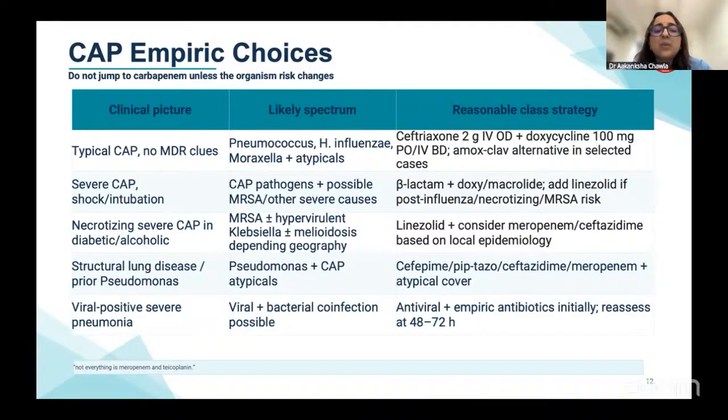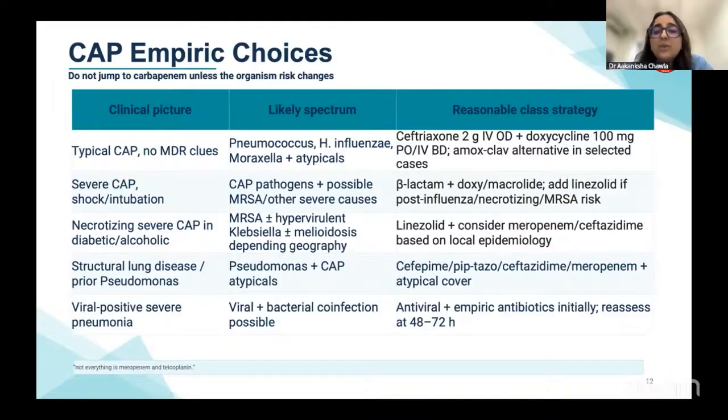Then for a severe community-acquired pneumonia, a patient in shock requiring intubation, again, your beta-lactam backbone plus a macrolide cover remains. You add a linezolid cover if there is an MRSA risk, a necrotizing pneumonia, or a patient has had a recent influenza infection. Necrotizing severe CAP in a patient who is diabetic or who's been an alcoholic, remember, you have to have three possibilities in mind. You have to have MRSA cover, a hypervirulent Klebsiella could be the possibility, and in certain areas, there can be a possibility of melioidosis also in such a profile.